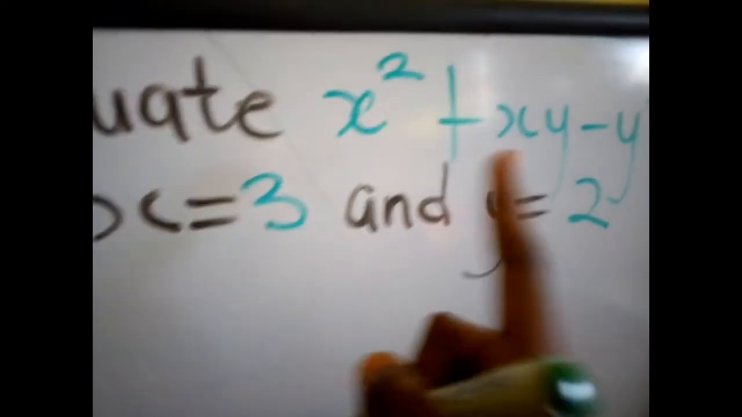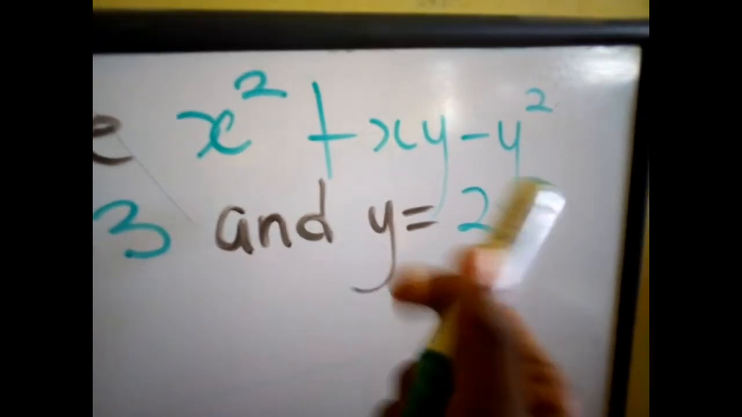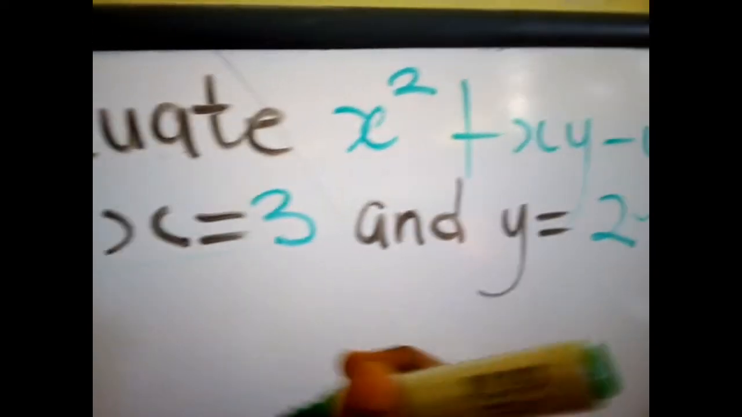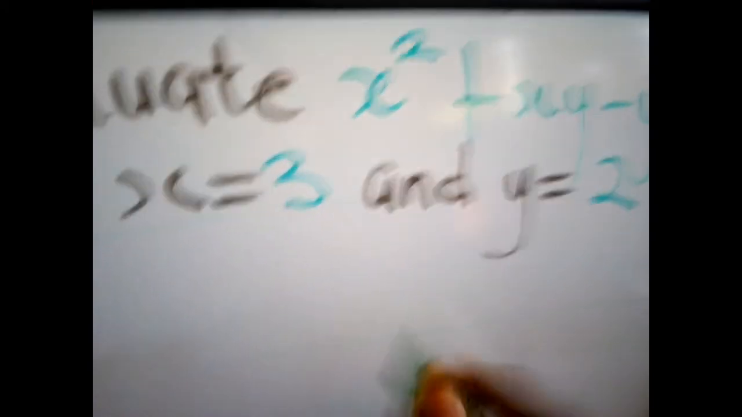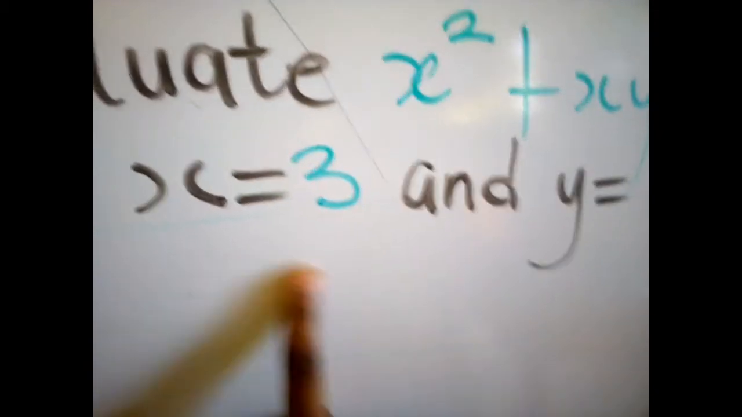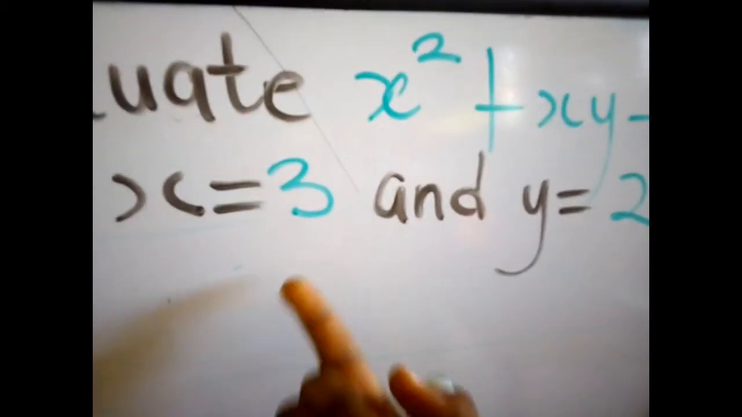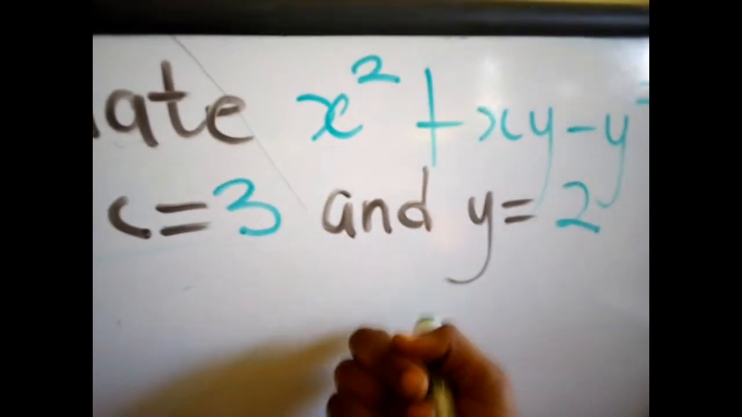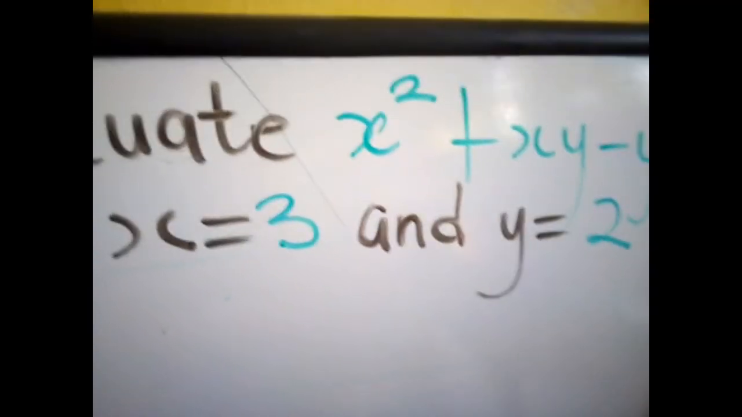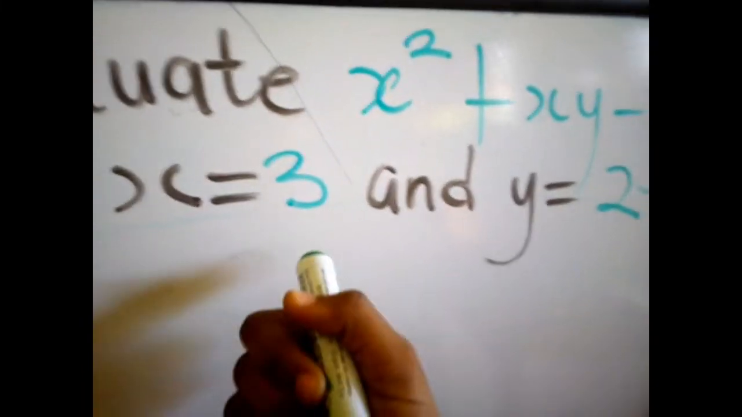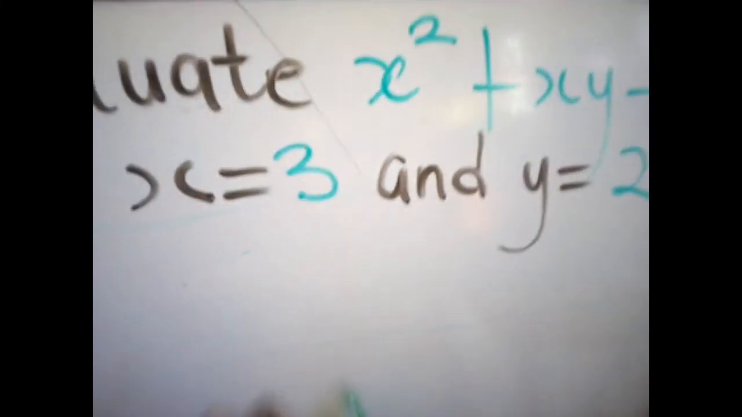Evaluate x squared plus xy minus y squared if x is 3 and y is 2. So here all you have to do is replace the x with 3 and y with 2. So wherever you see x, put 3 there. Wherever you see y, you put 2 there. It's called substitution. So you substitute.